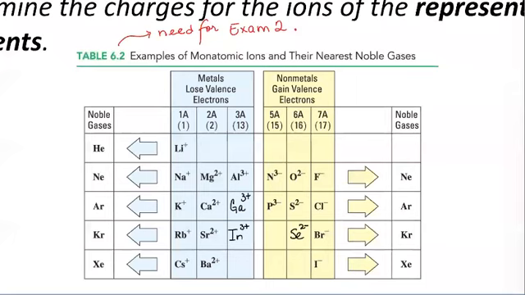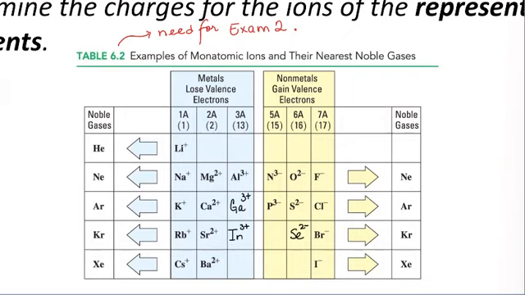Lastly, when it comes to group 7A, we have -1. So fluorine is -1, chlorine is -1, bromine and iodine is -1. And you can see also, based on the arrow, the noble gas that they are going to, or the noble gas configuration that they're going to have. In the case of fluorine, is neon, chlorine is argon, bromine is krypton, and iodine is xenon.